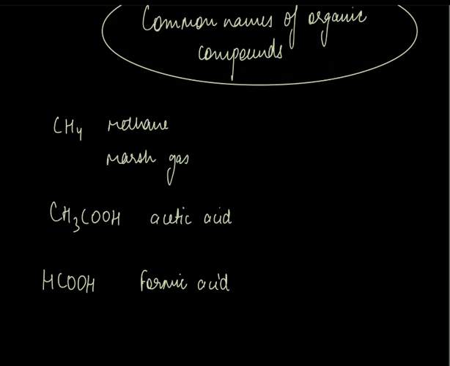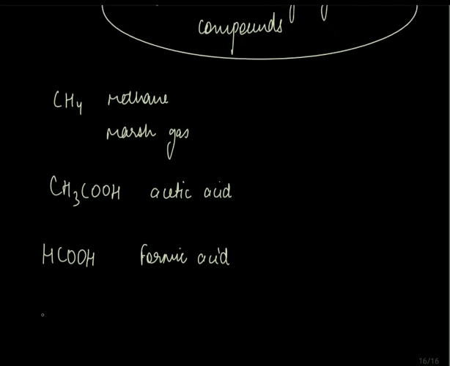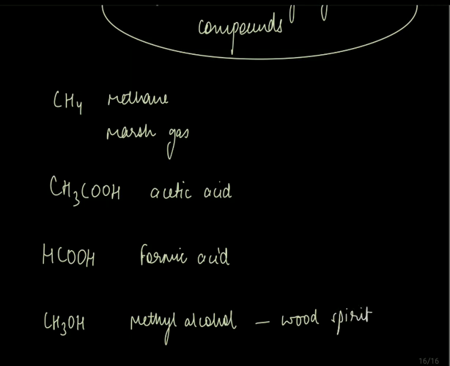That's the IUPAC name. And if you get this kind of question, I've seen most of the time: what is wood spirit? That is methyl alcohol. That's a common name. Otherwise, we even call it methanol. The functional groups, alcohols, etc., we'll be discussing in the next video. So this is called wood spirit also, methyl alcohol, CH3OH.